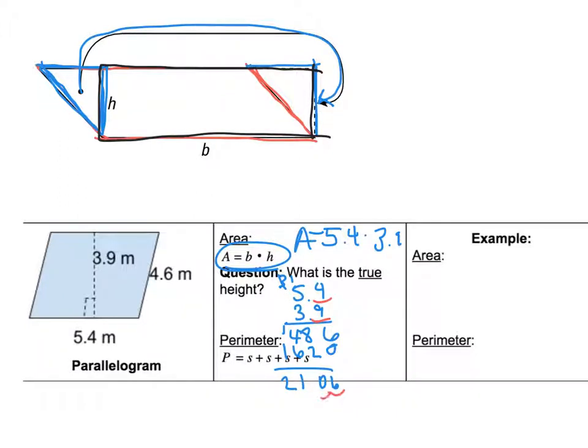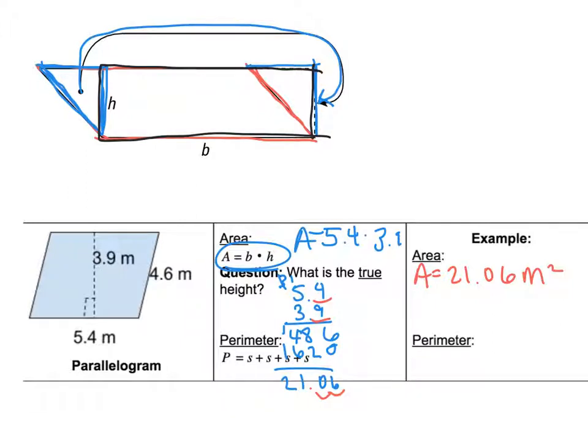Notice that my decimal point has to move 2 places at the bottom because there was 1 place in the first number and 1 place in the second number, which is going to give me 2 at the bottom. So my area is 21.06 meters squared. My perimeter is all the sides added up together.